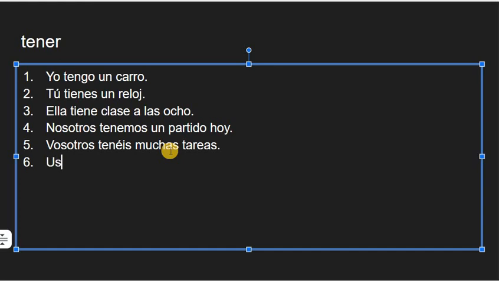And we can do ustedes for this one. You all. This is the you plural formal. Ustedes tienen muchas clases buenas. You all have a lot of good classes.